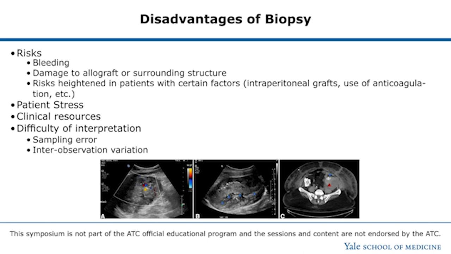And the risk is heightened in many of our patients that have intraperitoneal grafts or need anticoagulation. Biopsies cause a lot of patient stress. They use up a lot of clinical resources. And there are well-known difficulties in interpretation, including sampling error and inter-observer variation.